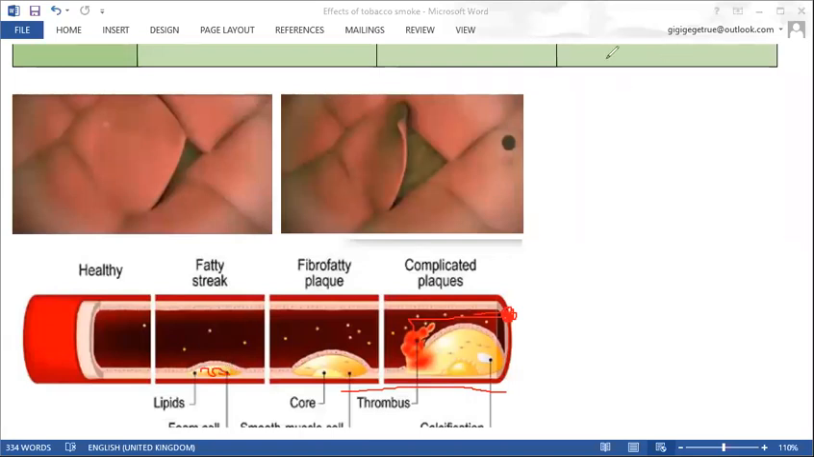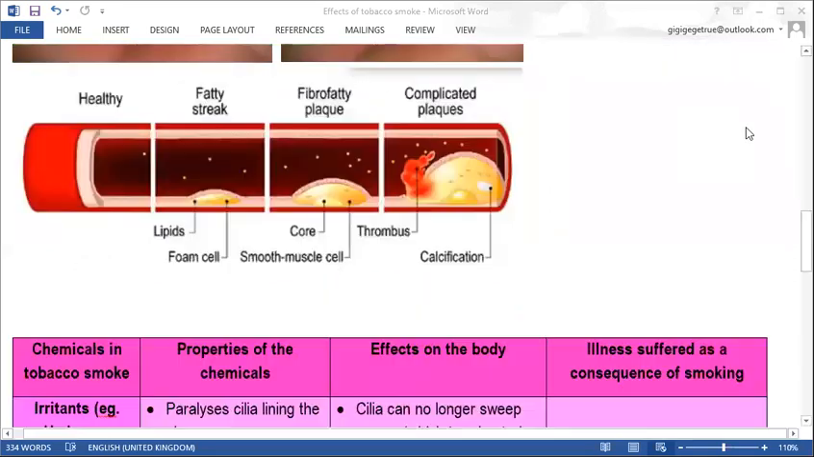Okay. See, this is healthy lining. This one is trapped lining already. And this one is getting more and more serious as it goes along. Okay. Then eventually it will block blood supply to the coronary arteries, and then you will suffer a heart attack. That is also known as cardiovascular disease.